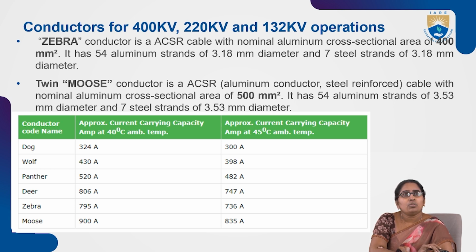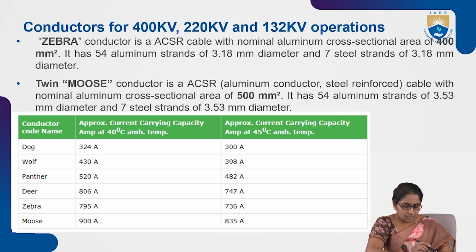So, Wolf conductor. It is a code name mentioned. It is a type of conductor. It has 430 ampere and 398, like that. These are its current carrying capacity, mentioned in the table.